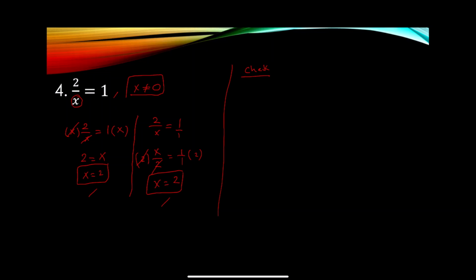Now, in order to check, I'll put the question 2 over a bracket. Is it equal 1? Now, what should we plug in inside the bracket? 2. But 2 over 2 is known to be 1, and 1 is equal to 1. So our solution is true. Example number 5.